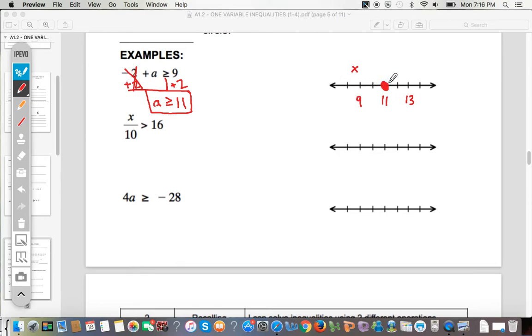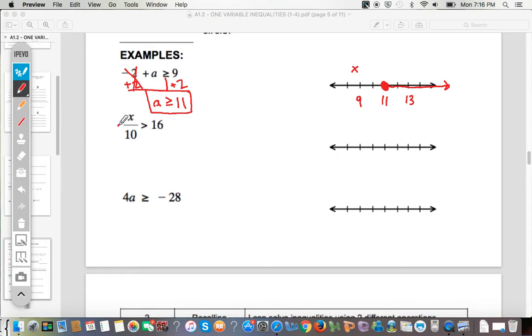So I'm going to draw over top of my line here and extend my arrow past this arrow here just to show that I know a is any number that is greater than or equal to 11. So that means all of these numbers on this side of the number line. Okay, so let's go to this next one.